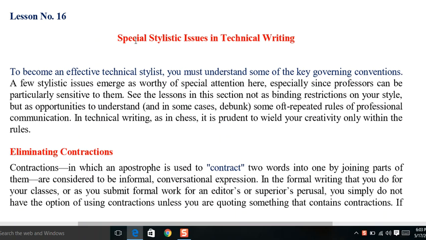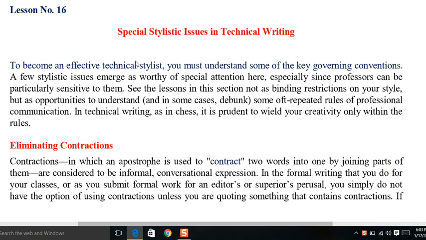In the previous video, we were talking about audience analysis and some of the demographic and important traits of the audience that must be kept in mind while writing your report. In this video, we are going to cover some special stylistic issues in technical and business writing.